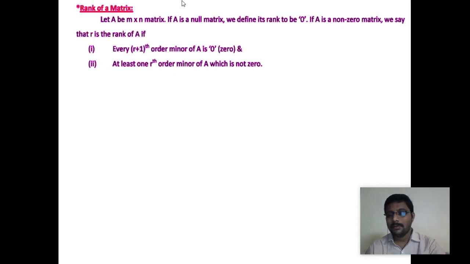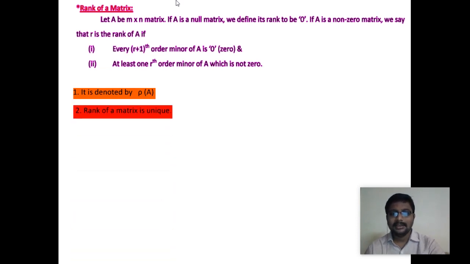Now we will see the properties of rank of a matrix. It is denoted by rho of A. So rho is the symbol for rank. Rho of A means rank of the given matrix A. The rank of a matrix is always unique. If the rank exists, then it will be a unique number. Unique number means only one number we will get. Rank may be 1, 2, 3 or 4, but rank is unique.